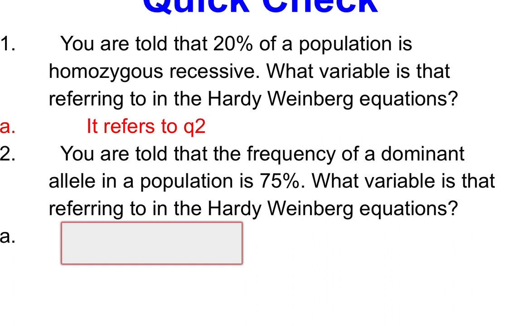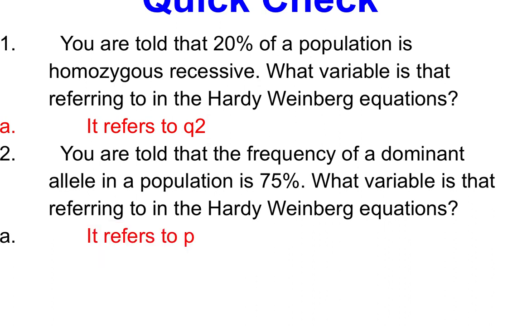Let's try this again. If you are told that the frequency of a dominant allele in a population is 75%, what variable is that referring to in the Hardy-Weinberg equilibrium? That's referring to P. So in this example, we were given a frequency. We're only talking dominant and recessive alleles. We know the frequency of that dominant allele is 75%, so that is P. But in the first example, we're talking about a percentage of a population, so we're going to have to use the second equation to determine where that 20% is supposed to go.